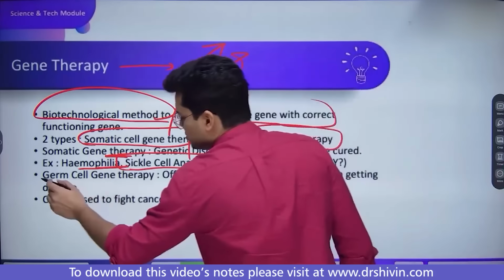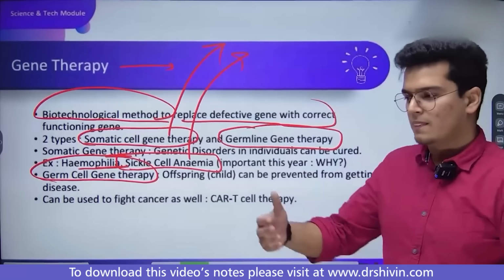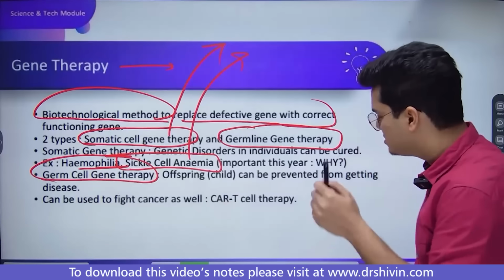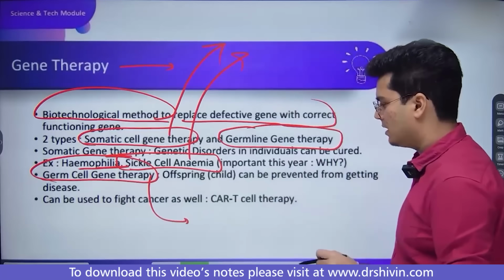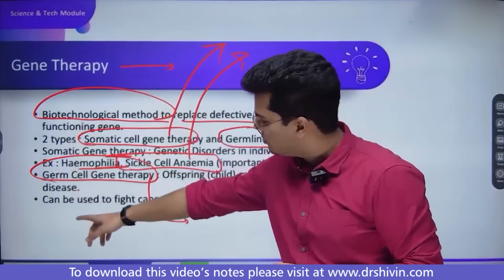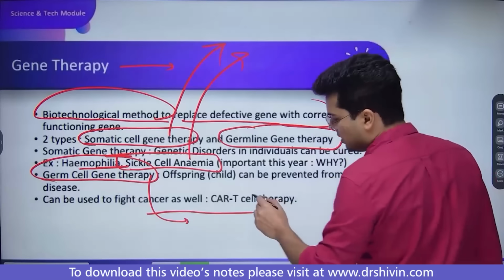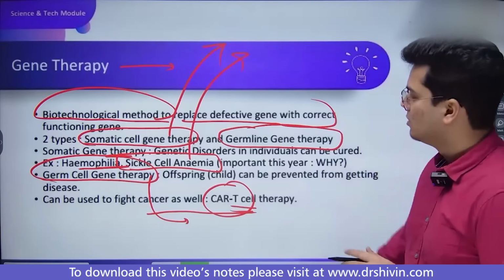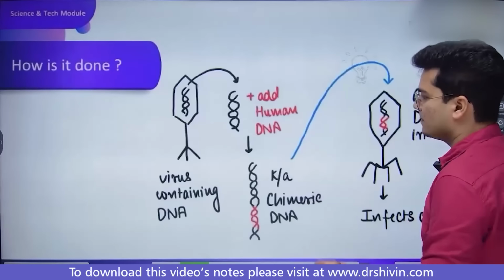Now there is germ cell gene therapy. This is for those cells and genetic defects that have the potential to pass on to children. So in the germ cells, I have to give the gene therapy, right? Gene therapy can be used to fight cancer as well. That also we will see. This is called CAR T cell therapy. Okay, now let us see how gene therapy is done.